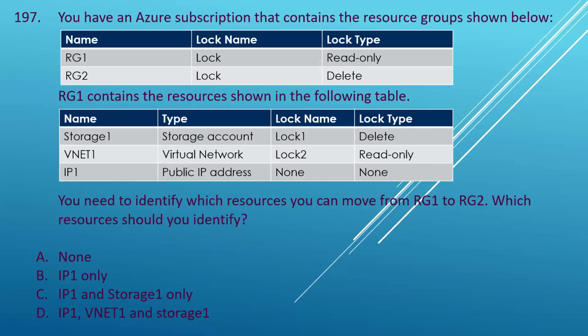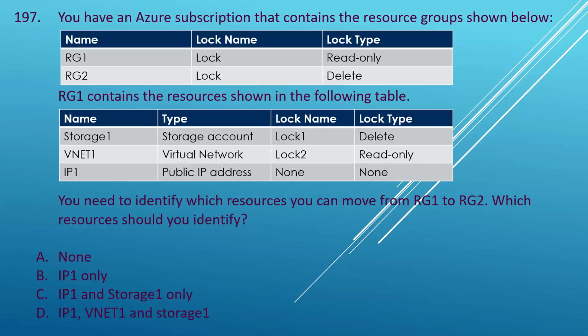This is question number 197 of the series. You have an Azure subscription that contains the resource groups shown below. You have two resource groups, basically with the names RG1 and RG2. Both of them have a lock applied. RG1 has a read-only lock applied, and RG2 has a delete lock applied.